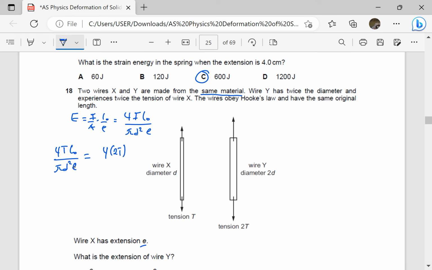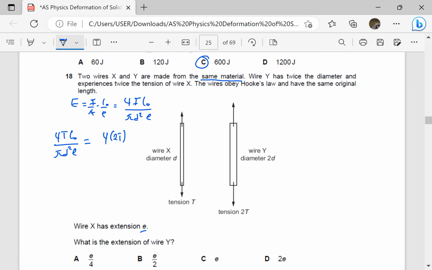Then the original length, I think the length is the same, so times L naught. Divide by pi. The diameter of the second wire is twice D, so I'll put here 2D and square. Let the extension of that second wire be EY.